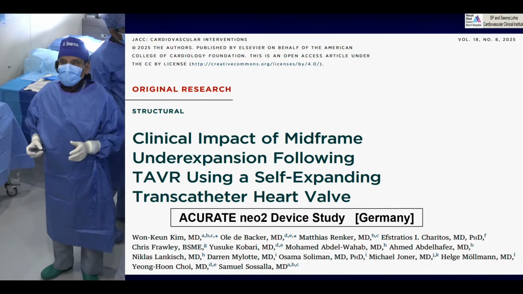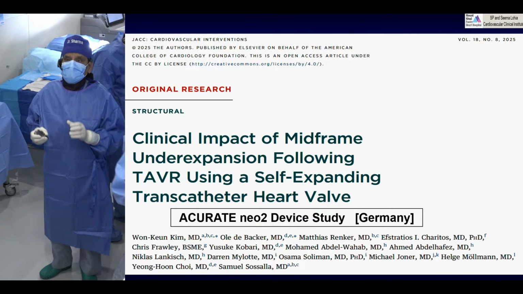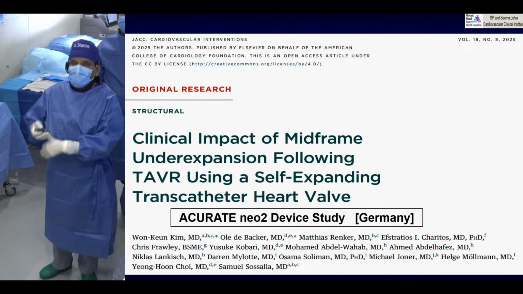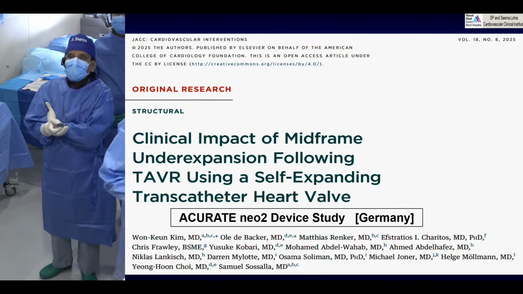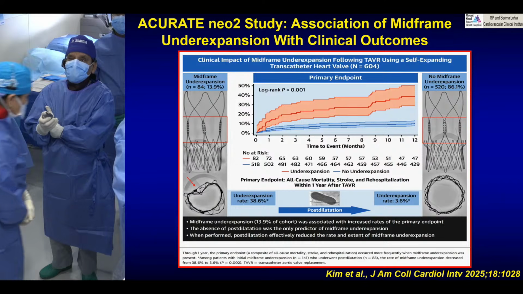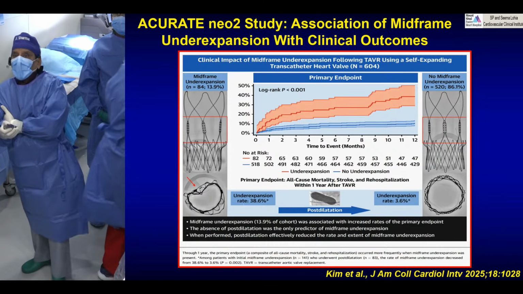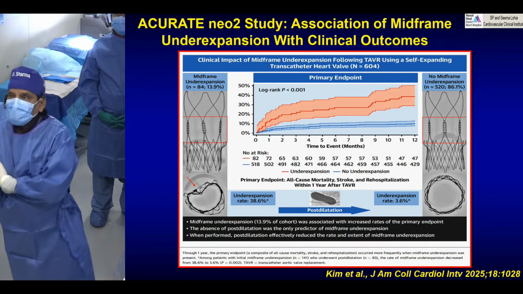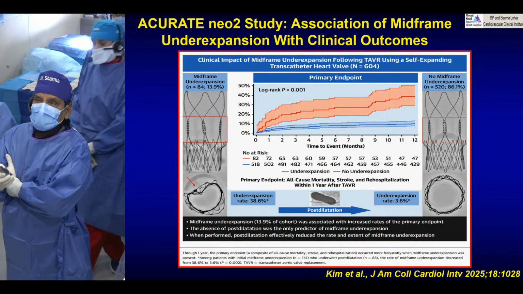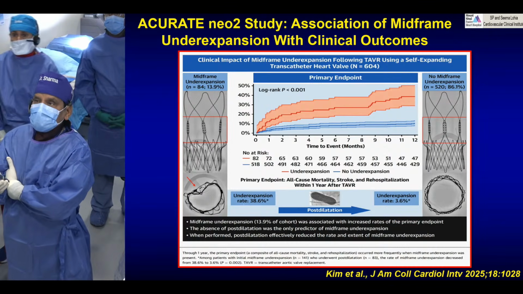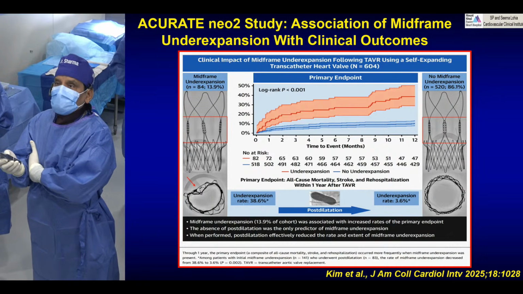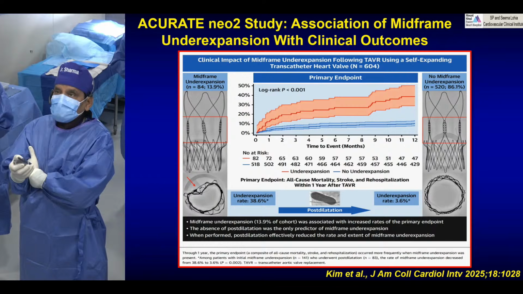There are enough data now which suggest that maybe it's a valve-related problem when patients have a subsequent event. There are data from the Accurate Neo 2, a self-expanding valve, on mid-frame under-expansion. As you can see here on the left side, compared to under-expansion, 38.6% event rate, once you have no under-expansion, the event rate was 3.6%. Post-dilatation, of course, will improve this.